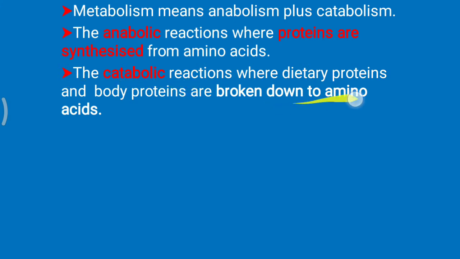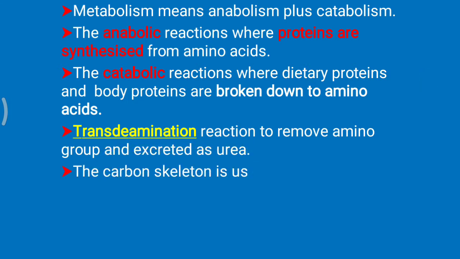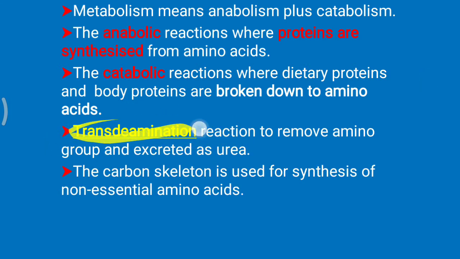Further, from this amino acid, ammonia will be generated as a process of the deamination reaction, and for that particular reaction, transdeamination is needed to remove the amino group of this amino acid, forming ammonia, and finally to excrete this ammonia in the form of urea. For this, transdeamination reaction is needed. This word includes two reactions, transamination plus deamination.